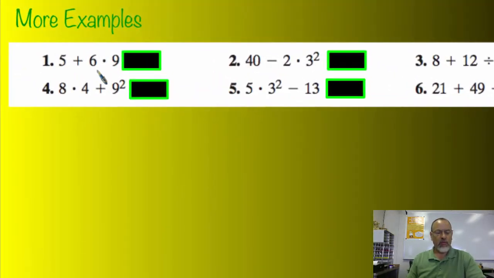Okay, so looking at number 1, we remember PEMDAS says we have to look for parentheses first or any grouping symbols, which we don't have. We then look for exponents going from left to right, which we don't have. We then can multiply and divide from left to right. Now I have 5 plus a 6, that's addition, so I can't do that one, but I can do 6 times 9. That's a multiplication, so I want to go ahead and do 6 times 9.